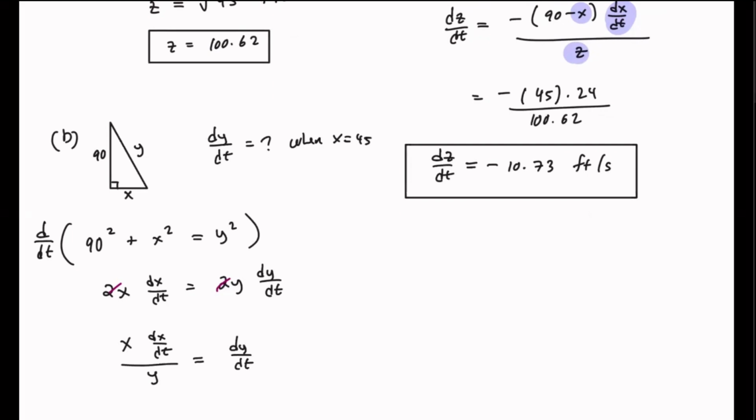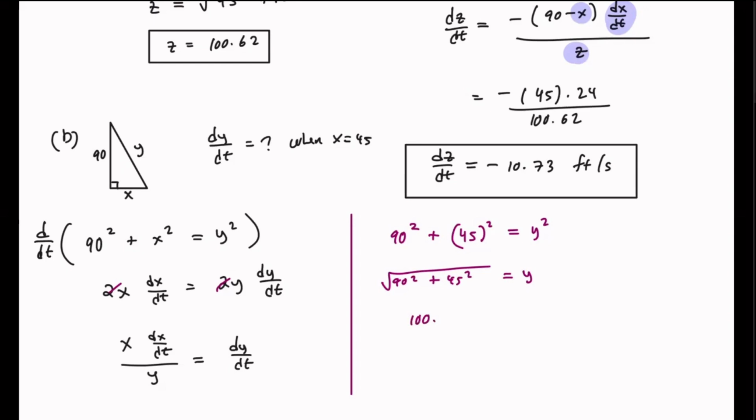So that means we still need to compute what y is. I'm going to use this equation one more time to figure out what y should be at that moment. So we have 90 squared plus x squared is equal to y squared, and we know it's halfway through, so x is 45. So y is the square root of 90 squared plus 45 squared, and that will give you the same value: 100.62 is equal to y.